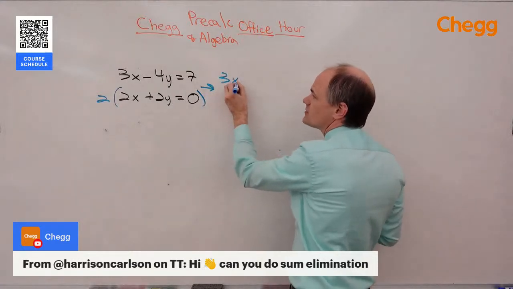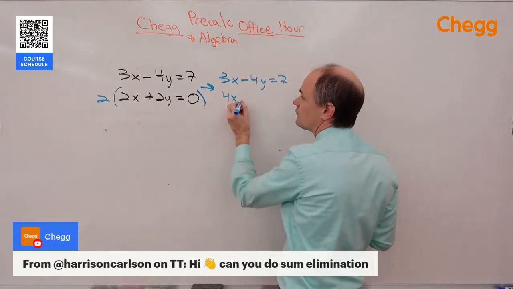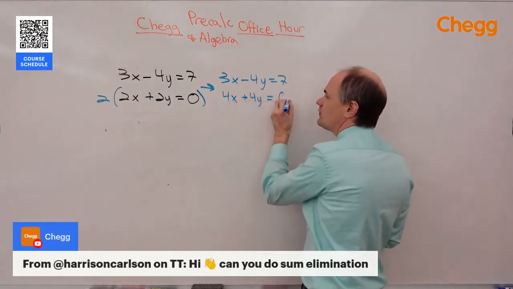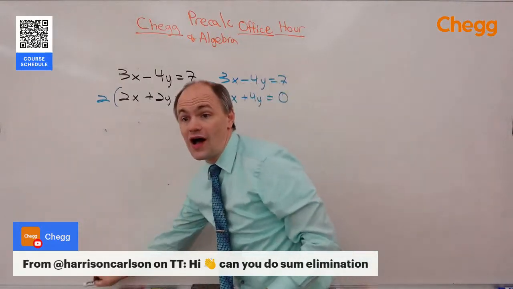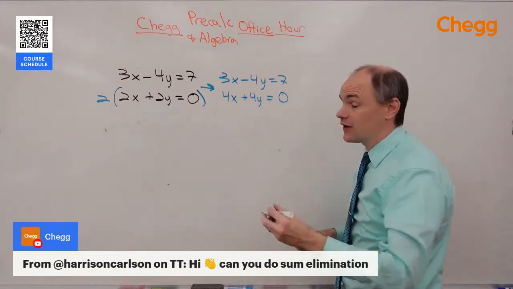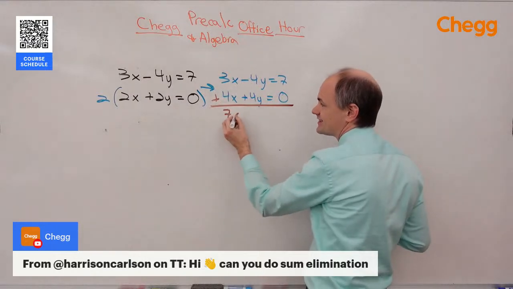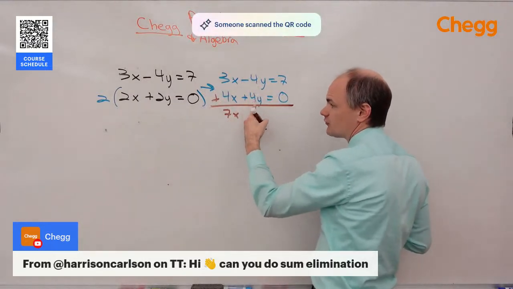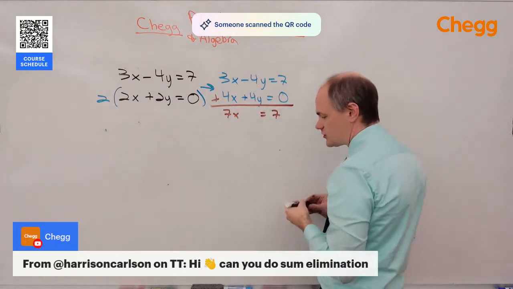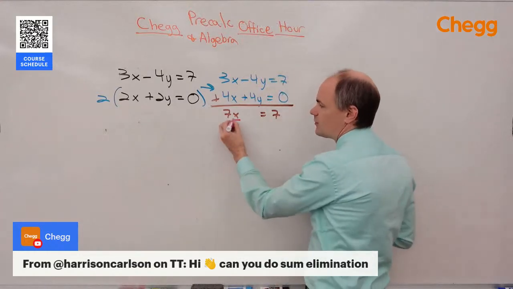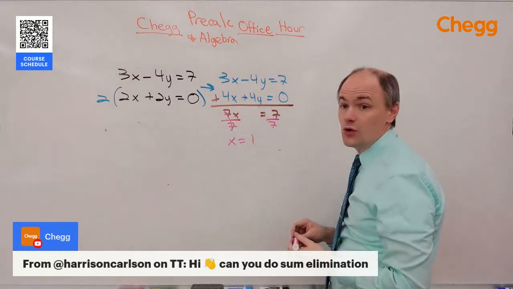When I do, the first equation stays the same, 3x minus 4y equals 7. The second equation becomes 4x plus 4y equals 0. And now we've got opposite numbers in front of the y's, a +4 and a -4. The reason that's nice is we can add them together. 3x plus 4x is 7x, -4y plus 4y is 0, and 7 plus 0 is 7. So all I have to do to figure out what x is, just divide both sides by 7. And when I do, I get that x is equal to 1.